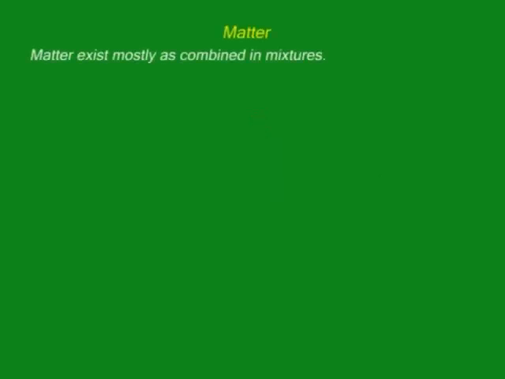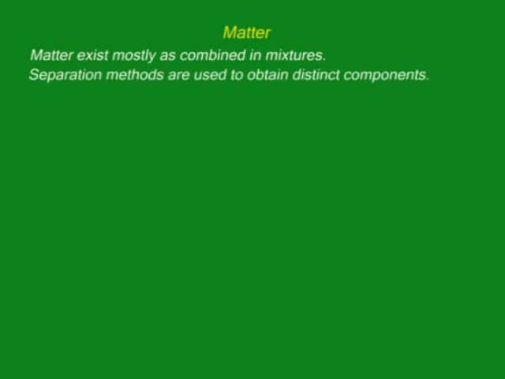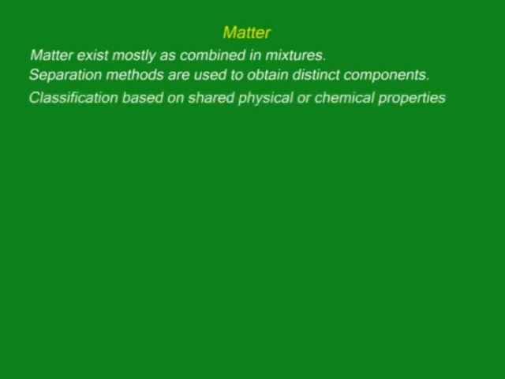And now we turn and look at the simple classification of substances. We indicated that matter mostly exists combined in mixtures. The pure things we see were once combined into mixtures. They were then subjected to processes that aim at obtaining each component of the mixture as a separate entity. Substances are often classified into groups and families based on their shared properties, be it physical or chemical.